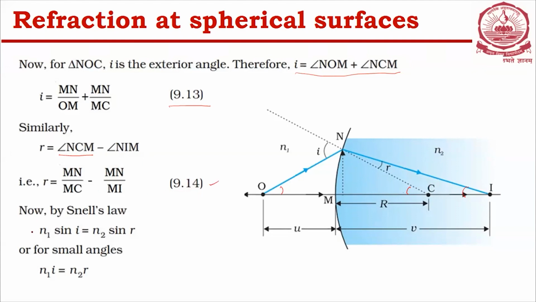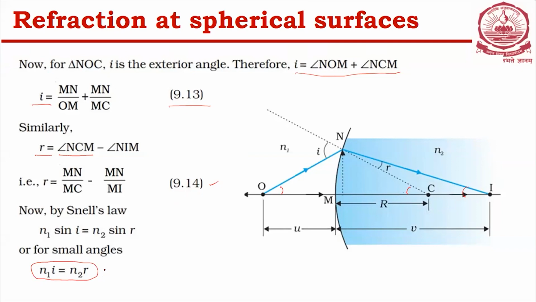Okay, then from Snell's law, N1 sine I is equal to N2 sine R. Because the angles are very small, N1 I is equal to N2 R. So this is the equation I am getting from Snell's law of refraction. Now I am going to substitute for this I and this R, equations 9.13 and 9.14, in this equation.